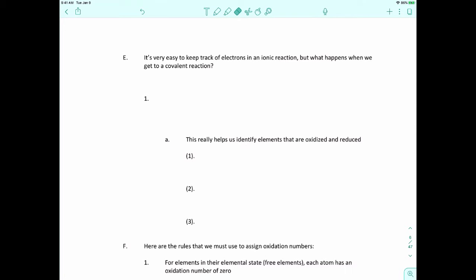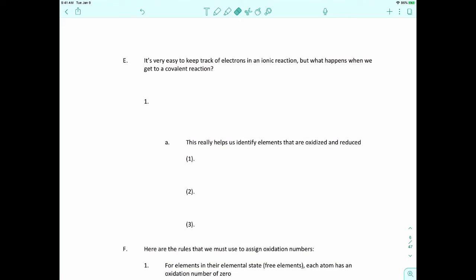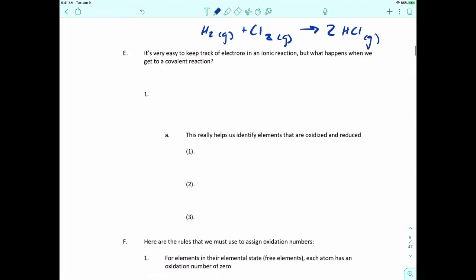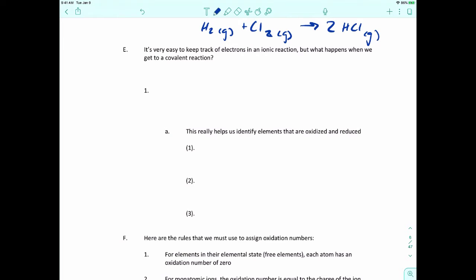The examples in the last video were all examples of ionic compounds. Now, what if you happen to be dealing with something that's covalent? Like, for instance, what if you have hydrogen gas plus chlorine gas, and that gives you 2 moles of HCl? Okay, how do you keep track of this then? So, in order to keep track of this, we use a system called oxidation numbers.